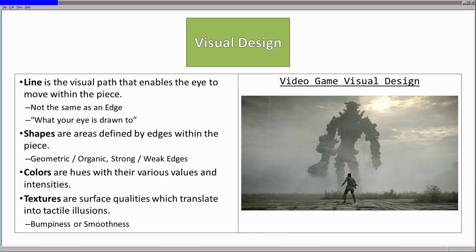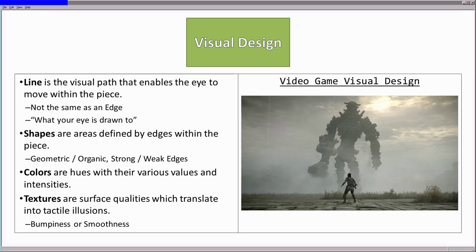The visual design elements include a line. This is a visual path that enables the eye to move within a piece. This is not the same as an edge, which is described by other visual design elements. It is more of what your eye is drawn to. The extended idea is what path does your eye follow. Shapes are areas defined by edges within a piece. Geometric versus organic, strong versus weak edges are ways that we define shapes.